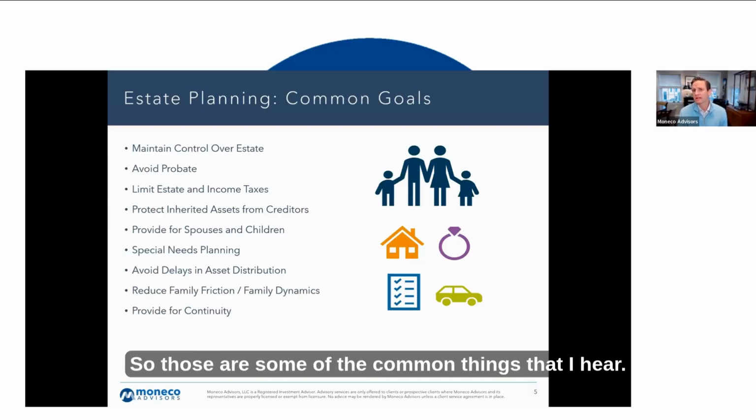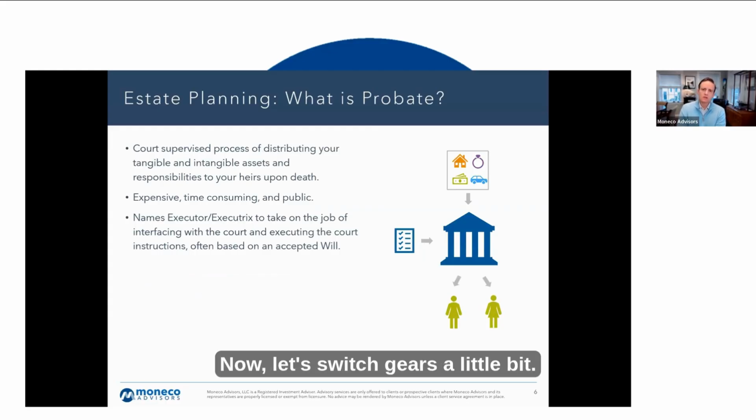So those are some of the common things that I hear. I don't know if any of those ring true with you, but certainly that's what we hear from our clients. Now, let's switch gears a little bit. Let's talk about some of these terms. Probate being the first one.